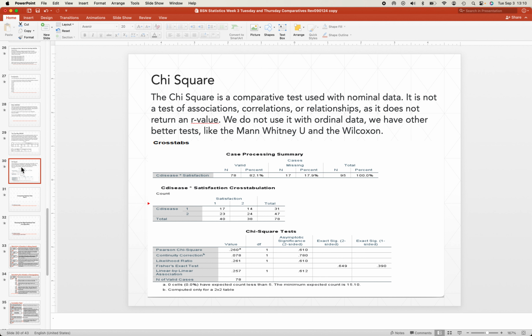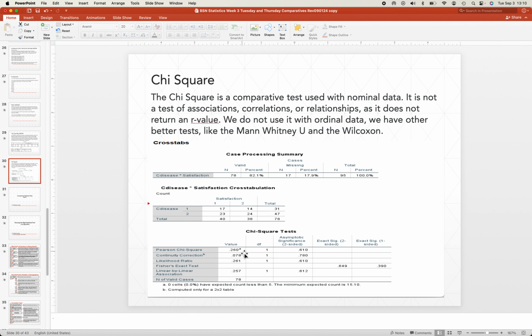In the prior session, we talked about chi-square. Again, remember when we look at chi-square, I don't consider it to be a test of associations, correlations, or relationships because we don't get an R value. All we basically get from all of this, we get our cross tabulations, we get the frequency of those in each of our 4 cells, our 2 different diseases and the satisfaction, if they were satisfied or not. But all we really get is this p-value of 0.610.